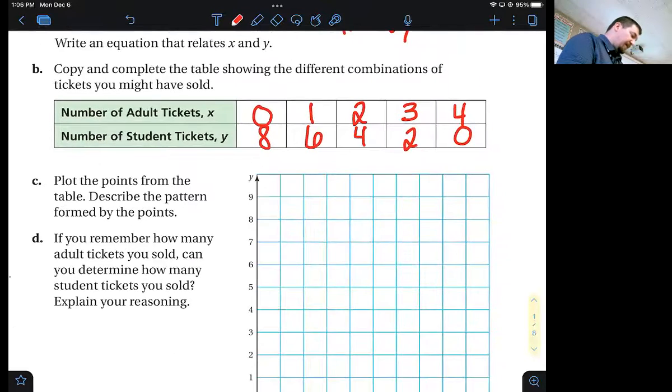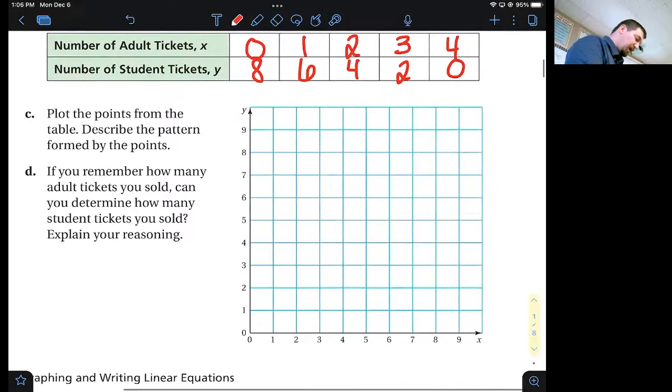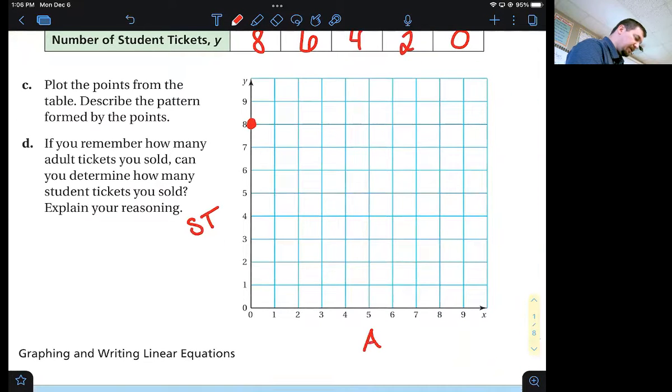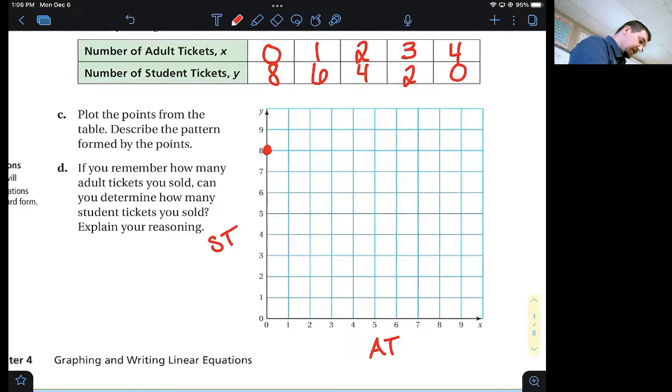All right. It says plot the points from the table. Describe the pattern formed by the points. So we're going to plot 0, 8. Remember, y is the student tickets axis, and x is the adult tickets axis. So 8 student tickets means I didn't sell any adult tickets. 1, 6 means I sold 1 adult ticket and 6 student tickets. 2, 4, 2 adults, 4 students. 3, 2, 3 adult, 2 student tickets. 4, 0, 4 adult tickets, didn't sell a single student ticket.